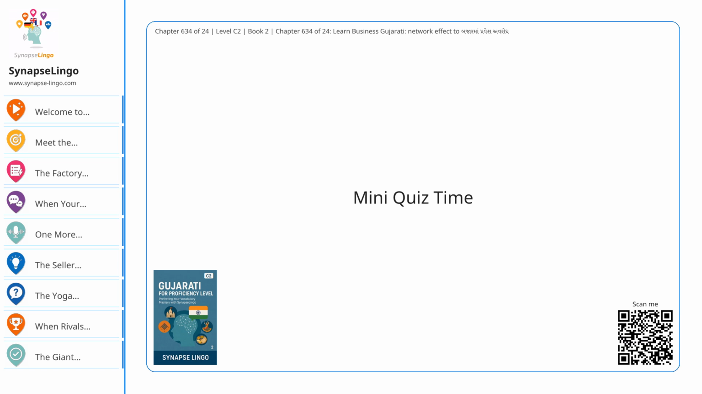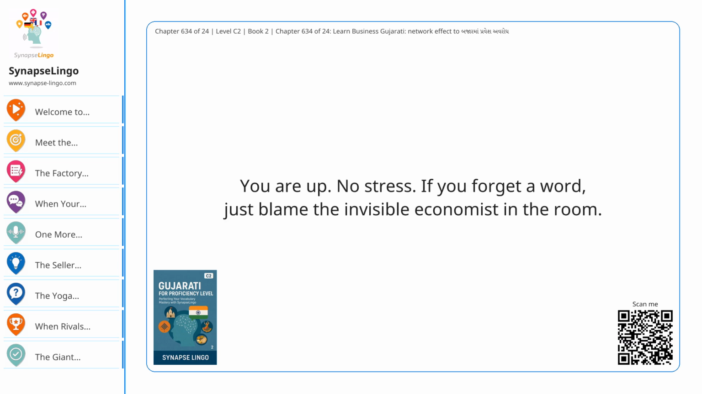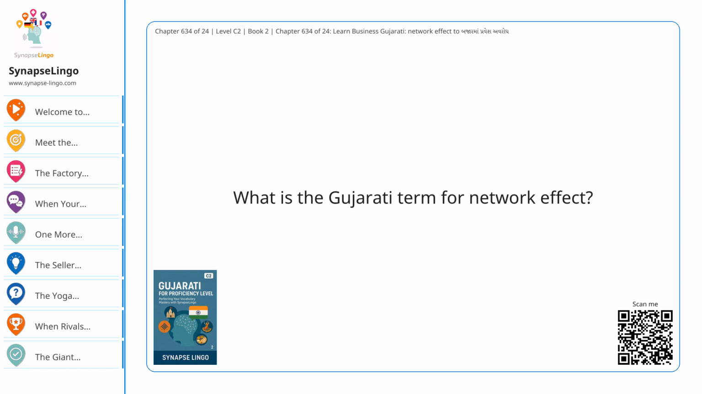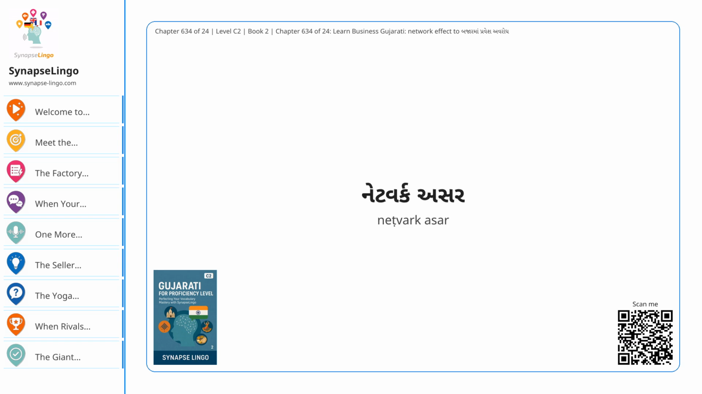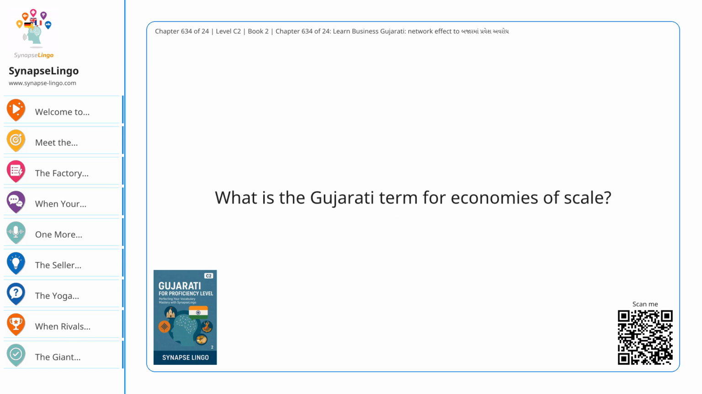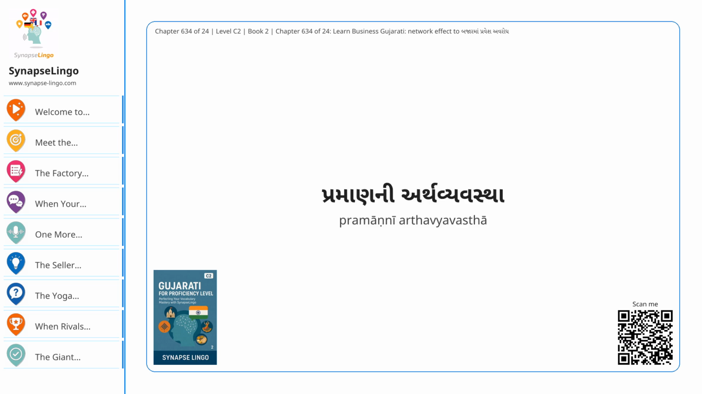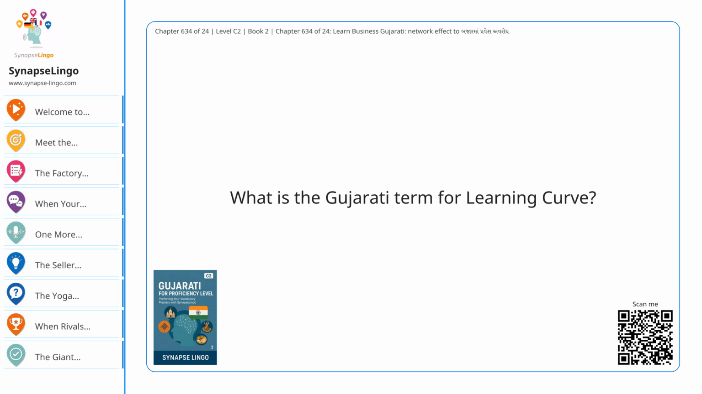Mini quiz time. You are up. No stress. If you forget a word, just blame the invisible economist in the room. What is the Gujarati term for network effect? નેટવર્ક અસર. What is the Gujarati term for economies of scale? પ્રમાણની અર્થવ્યવસ્થા. What is the Gujarati term for learning curve? શીખવાની વક્રરેખા.